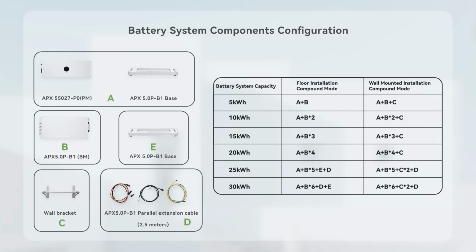Each power module package contains one battery base. If there are more than four batteries, they should be installed in two lines. It's necessary to purchase an additional battery base and APX 5.0P B1 parallel extension cable for connecting these two lines of batteries.